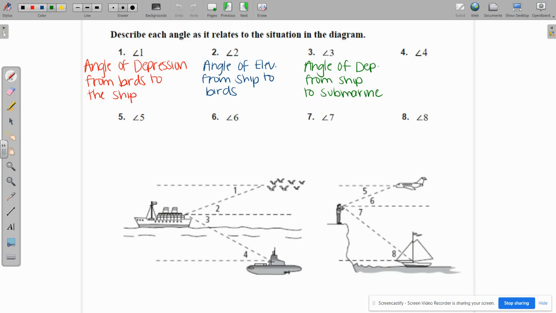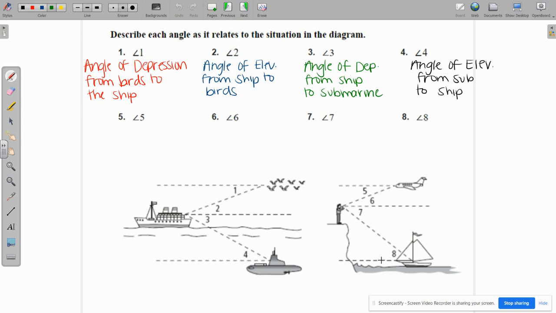And finally, angle number four, I can see here's the horizontal. It is coming up from the horizontal. So the angle is above the horizontal, which means this is an angle of elevation. And this is from the perspective of someone looking from the submarine to the ship. So that would be an angle of elevation from the sub to the ship.